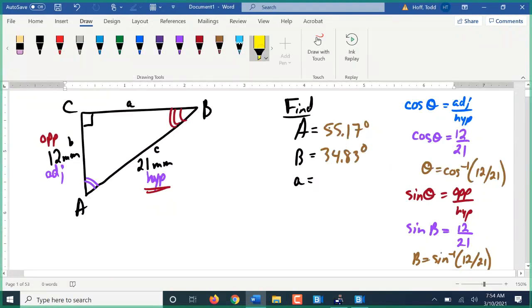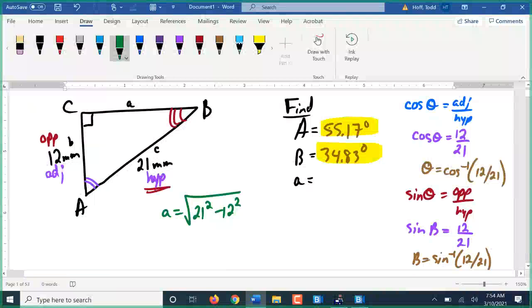Now, at this point, we can double check. These two angles better add up to 90 degrees. Right triangle, so the two non-right angles have to be complements. Now, there are a lot of ways we can approach side A here. Rather than use trig functions, I would just say that A is equal to the square root of 21 squared minus 12 squared. That comes from A squared plus B squared equals C squared. I just rearranged the formula.